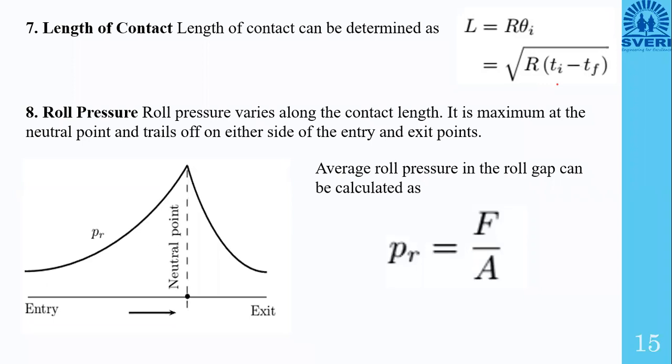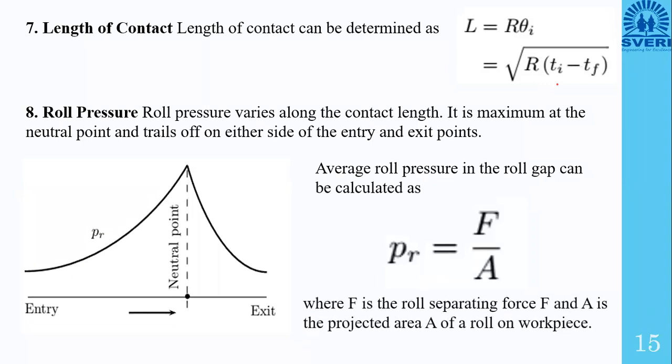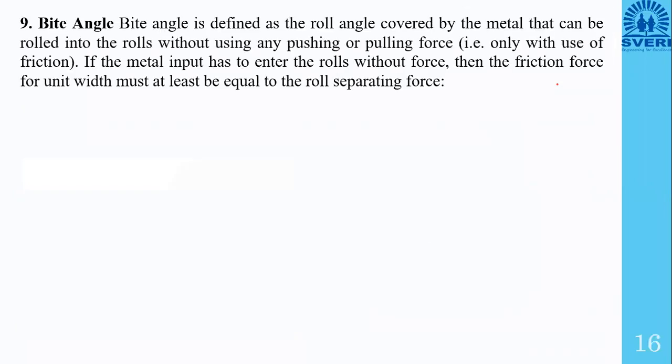Average roll pressure in the roll gap can be calculated as P_R equal to F upon A, where F is the roll separating force and A is the projected area of roll. Bite angle is defined as the roll angle covered by metal that can be rolled into rolls without using any pushing or pulling force.